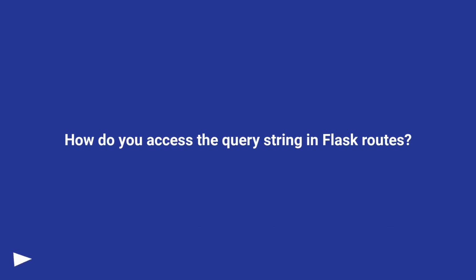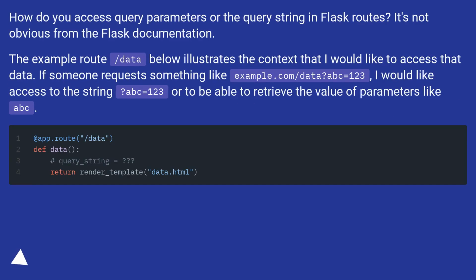How do you access the query string in Flask routes? How do you access query parameters or the query string in Flask routes? It's not obvious from the Flask documentation. The example route /data below illustrates the context in which I would like to access that data.